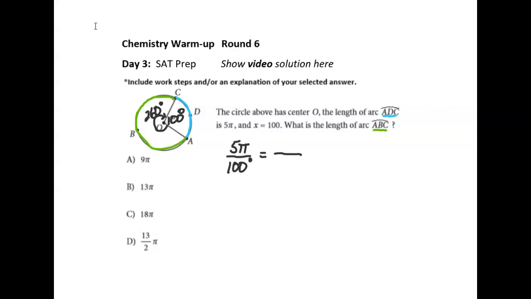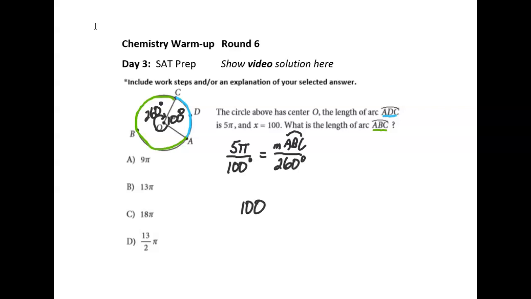Let's finish creating our proportion. The measure of arc ABC corresponds to the measure of its central angle, 260 degrees. This sort of an equation, where there's a ratio on both sides of the equal symbol, is called a proportion, and it can be solved with cross multiplication.